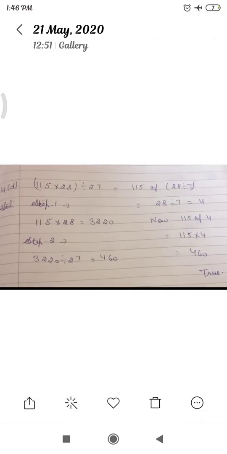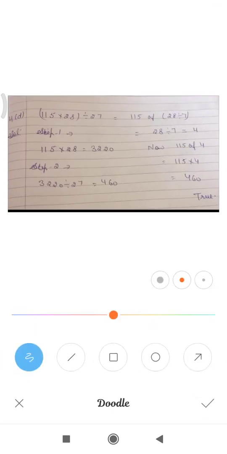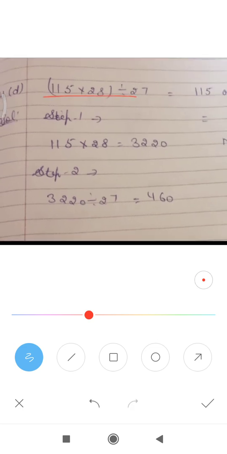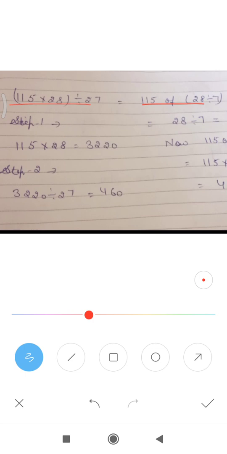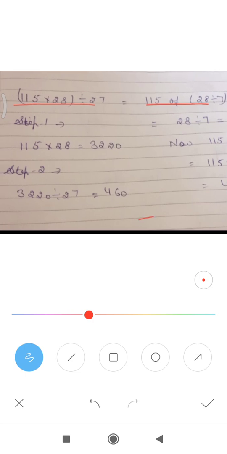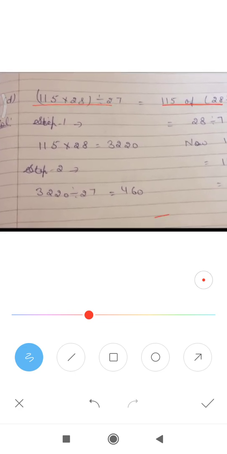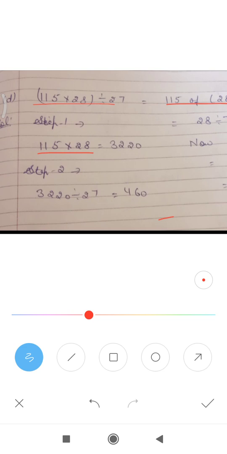Now see, I am doing its D part. 115 multiplied by 28 divided by 7 is equal to 115 of, now in the bracket it is given 28 divided by 7. Now see first the left hand side. First we will multiply 115 multiplied by 28. It will be 3220. Now in step 2, we will have to divide by 7. Sorry, by mistake I have written 27 here. It is 7. 3220 divided by 7 is equal to 460.